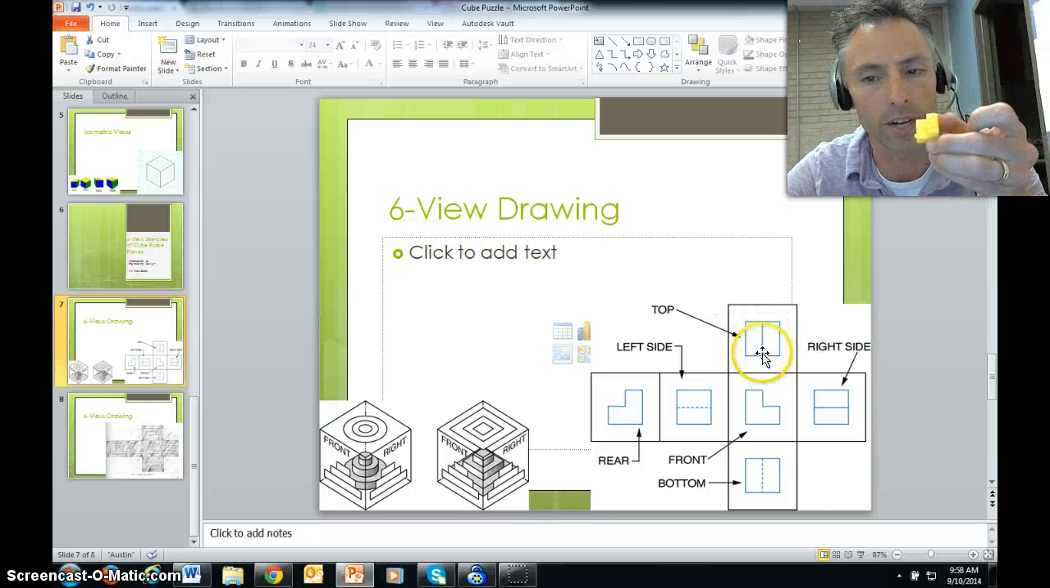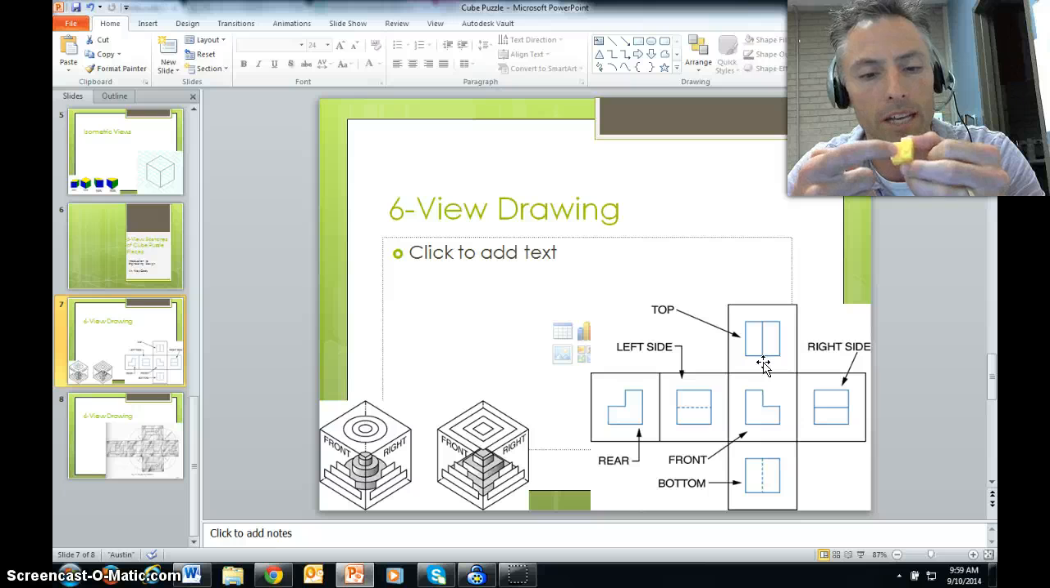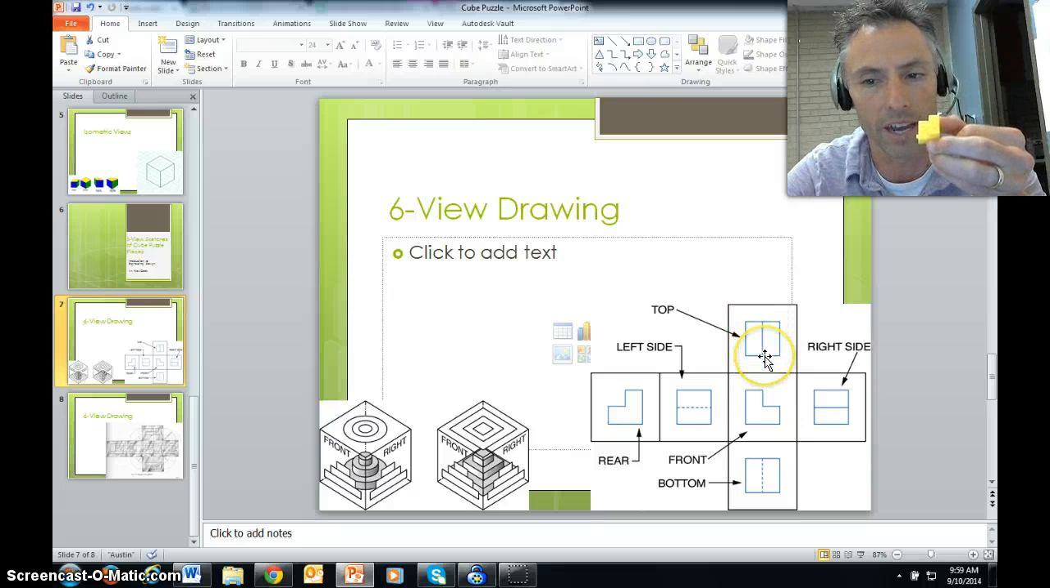Now the reason there's a line right down the middle is that there's a change in the plane from this side to this side. So it's not one continuous surface, but we see that change in plane, and that's going to be this solid line right here.